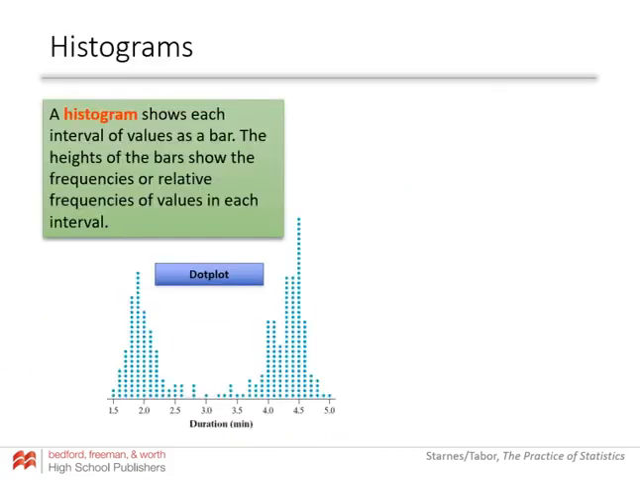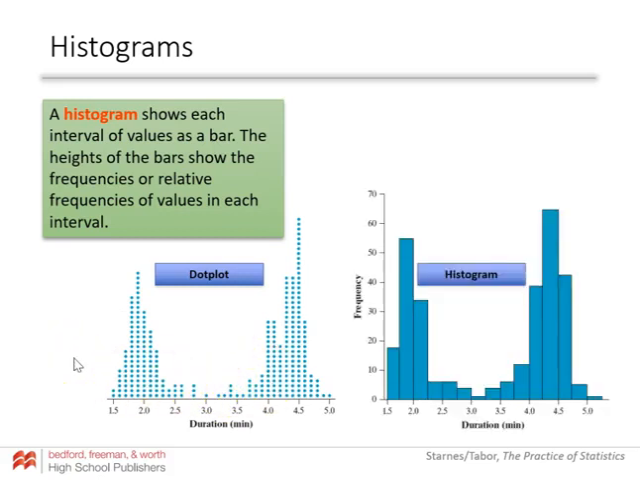A histogram. You've probably seen this before in other classes. It is a bar chart, but each bar represents frequencies or relative frequencies, meaning the number of times that that number appeared or the percent of times that that number appeared in our data set. So here's a dot plot, which we already talked about. We can turn those same numbers into a histogram. And so like this bar right here between 1.5 and we'll say, I don't know, 1.75.